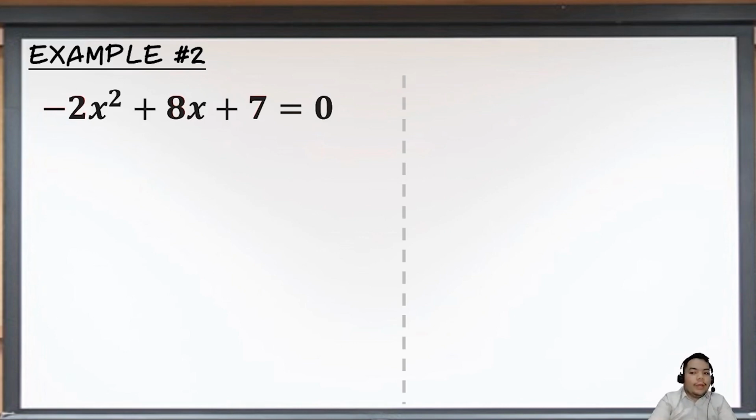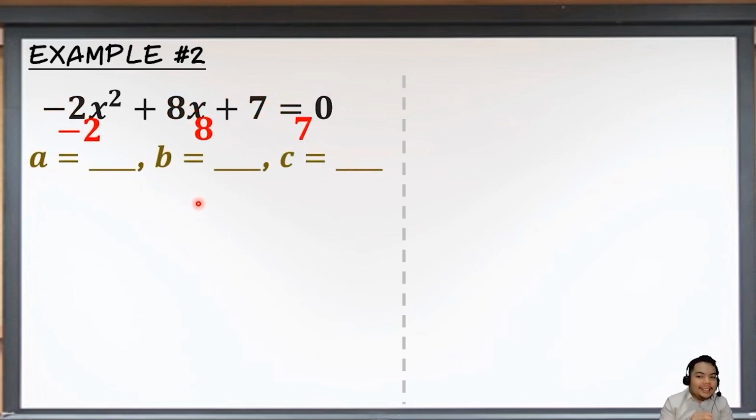So, first step, you identify the values of a, b, and c. So, ayan. Ito na yung a, ito na yung b, ito na yung c. Then, lagay natin siya dyan. So, maganda, may listahan na kayo. Mapapababa nyo rin na parang ganyan. So, we have a is equal to negative 2 kasi negative nga naman siya. Then, positive 8 kasi plus 8x. Then, positive 7 kasi plus din yun. So, that's the value of a, b, and c.